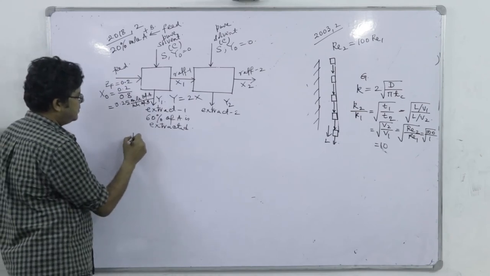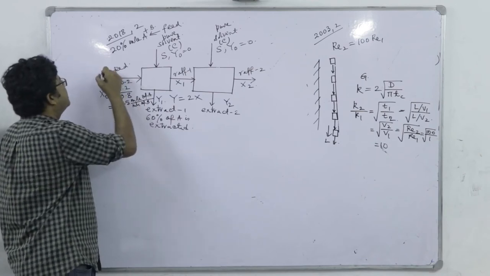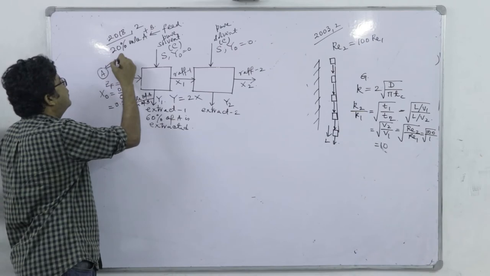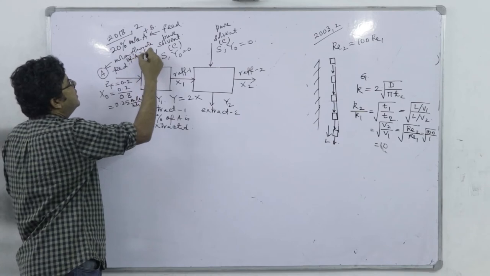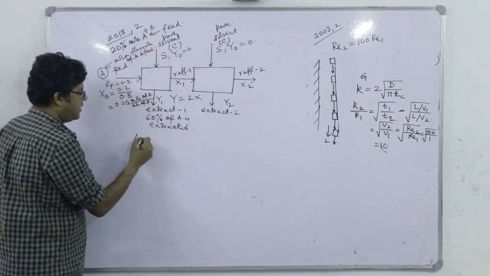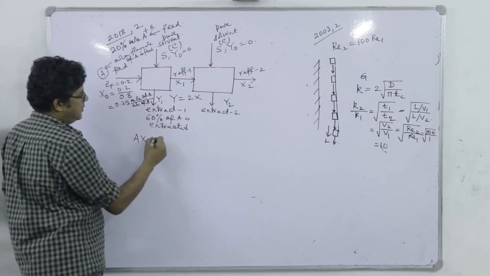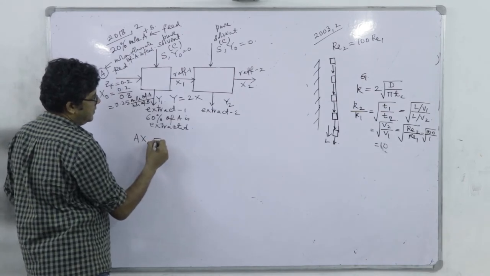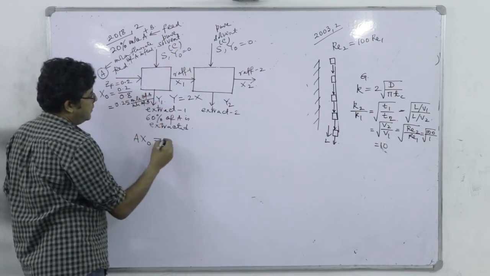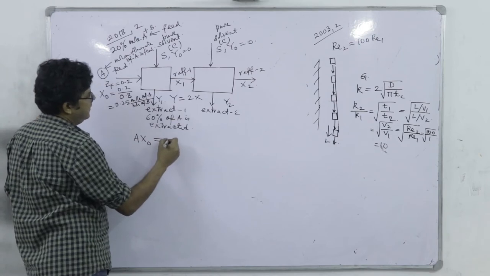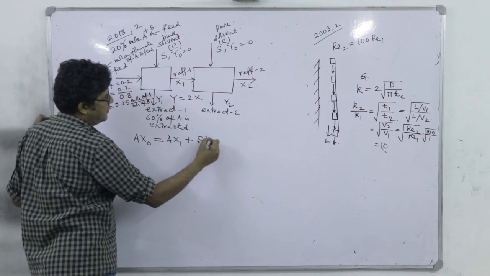Now you see, F, or F not F, let's write A. A is the molar flow rate of A in feed. So A into X0. Let me write the equation first. There is no A in the solvent. So A into X0 is equal to A into X1 plus S into Y1.